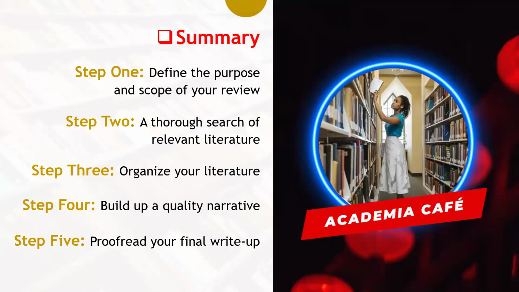In summary, step 1, clearly define the purpose and the scope of your review. This will help you focus on your writing. Step 2, conduct a thorough search of relevant literature. Step 3, organize the literature you find, log it, catalog it, and synthesize it. Step 4, write and build up a quality narrative. First, outline, and then write up. And finally, step 5, proofread your final write-up to ensure you communicate your ideas clearly and effectively.